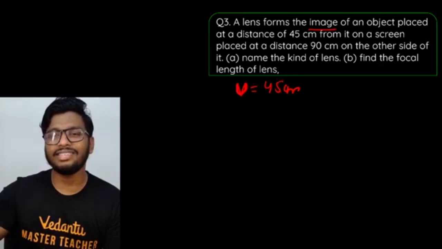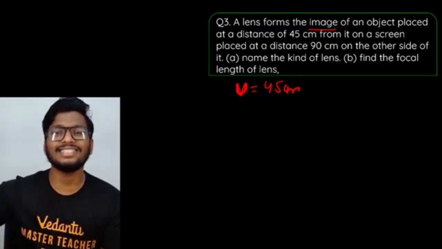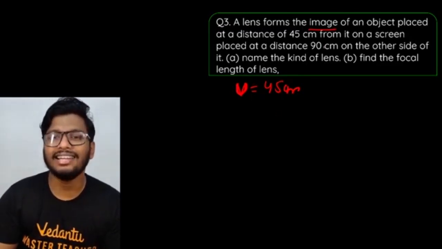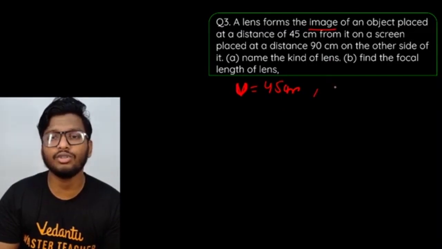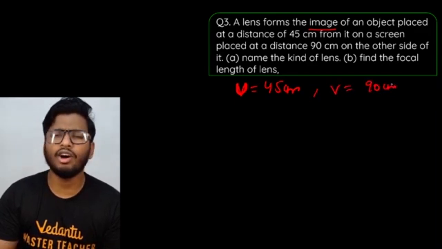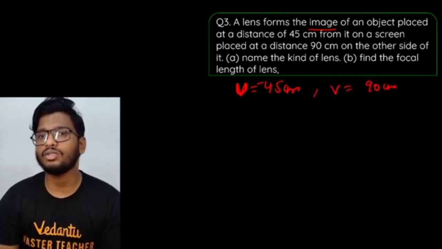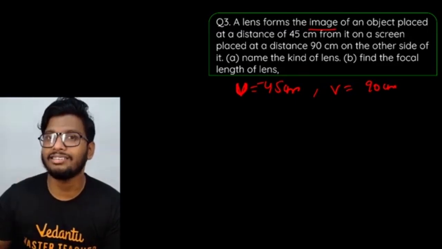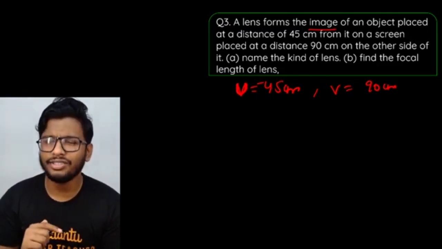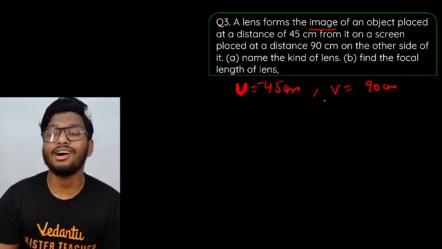A lens forms the image of an object placed at a distance of 45 centimeters, and from it the screen is placed at a distance of 90 centimeters. That means the image distance is given as 90 centimeters. Now object distance is always going to be negative. But remember this, guys. In what lens would you get the image on the other side of the lens? That's going to be a real image. So what kind of lens is that? That's going to be a convex lens.